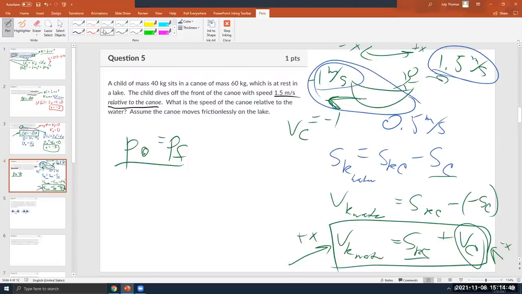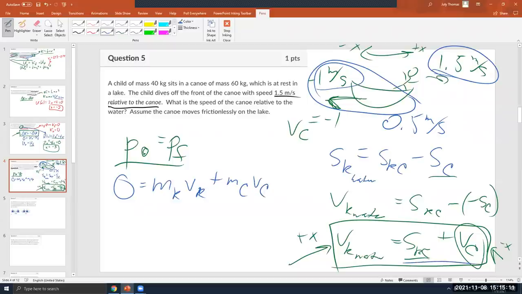As a reminder of how the rest of this problem goes, the momentum initial for the whole thing is zero because it's not moving. They could tell you that it's moving with some initial speed, and then you just have the total mass times the initial speed. And this will be equal to the mass of the kid times the velocity of the kid, plus the mass of the canoe times the velocity of the canoe.